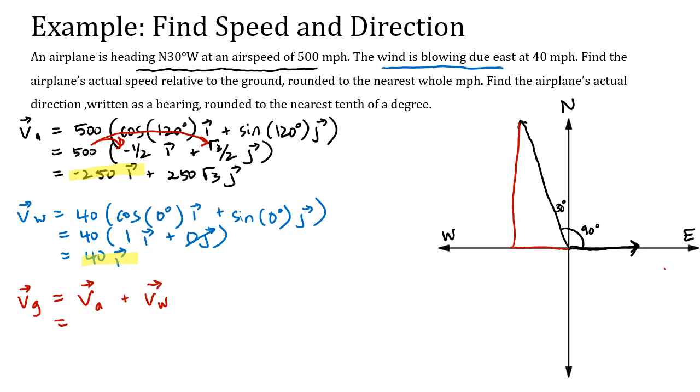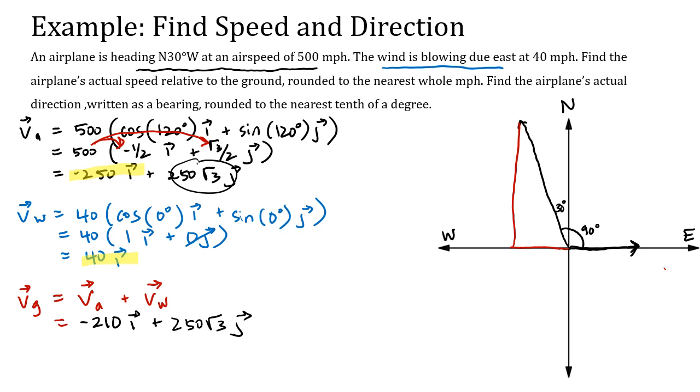So what is negative 250 plus 40? That gives me negative 210i plus, the only thing that's left for j is 250 root 3. So I'm going to call that 250 root 3. There's nothing to add that to. Okay, so that is my ground speed vector.